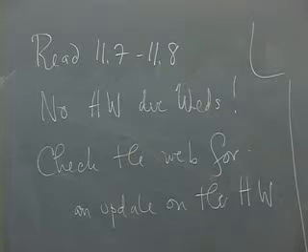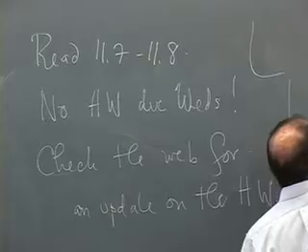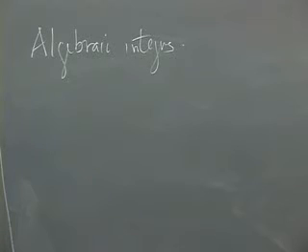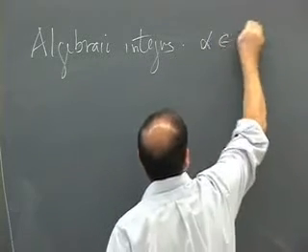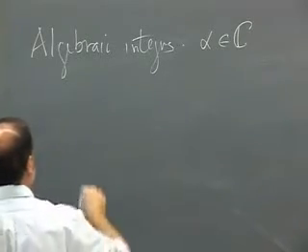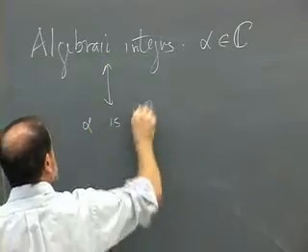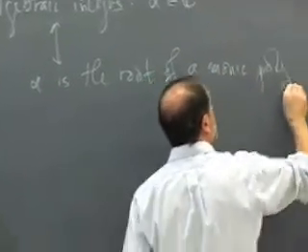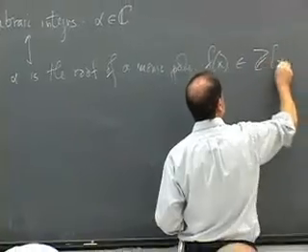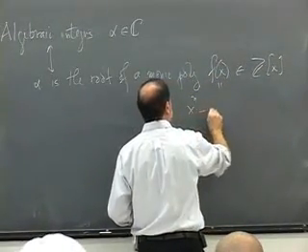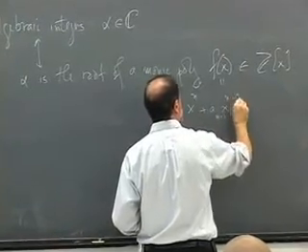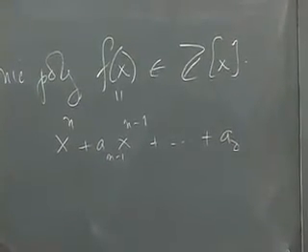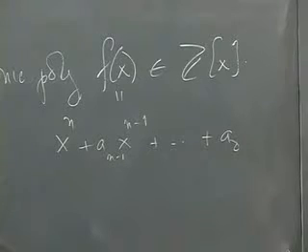Okay, now, to get the right analog, we have to talk about algebraic integers. So we say a complex number alpha is an algebraic integer if alpha is the root of a monic polynomial f(x) with integer coefficients, x to the n plus a_{n-1} x to the n-1, and so on. Any monic polynomial. Monic means first coefficient 1, integer coefficients. Okay, so example. Every integer is an algebraic integer.